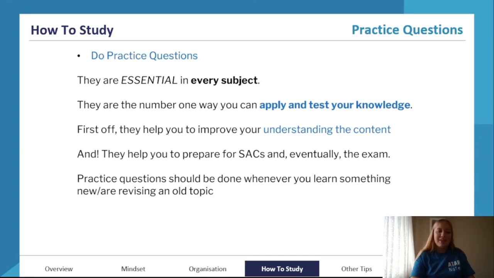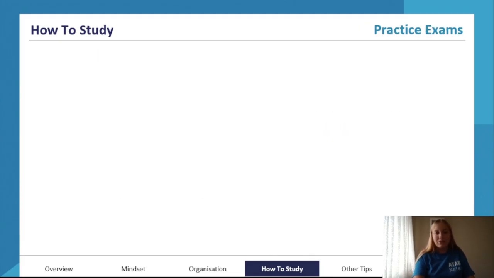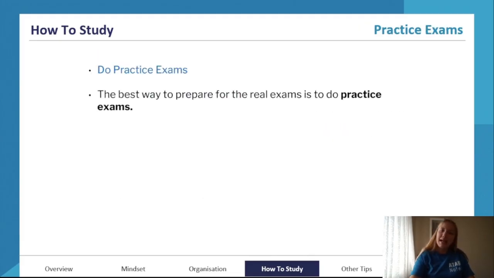And obviously, practice questions should be done whenever you learned something new. So the day of your class, you learned a new topic, you go home, you do practice questions, or when you're revising an old topic. Keep this in mind. Super important. I've kind of mentioned it already, but practice questions are crucial. And then similarly, doing practice exams, hopefully an entire practice exam or sections of a practice exam, is invaluable.